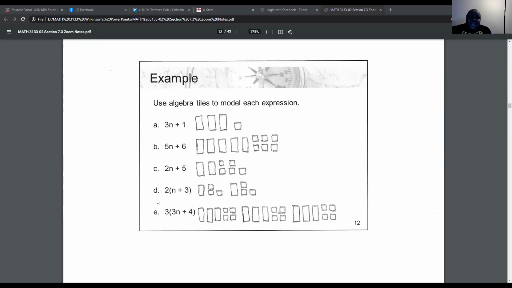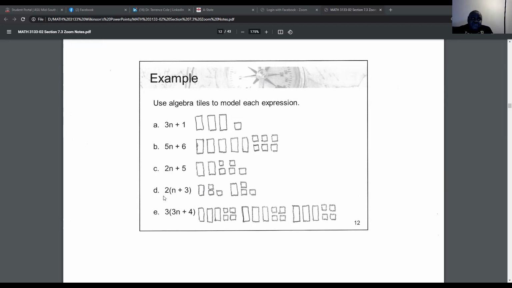Now look at part D. We got 2 times the quantity n plus 3. Let's represent the n plus 3 that's in the parentheses. That n means I only need 1 n tile. The plus 3, I need 3 1 tiles. But this 2 on the outside of the parentheses means I need 2 of these representations of n plus 3. So I need 2 n tiles and 6 1 tiles, as you can see here.